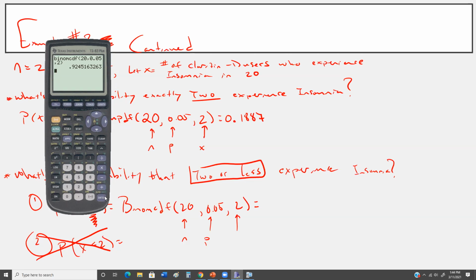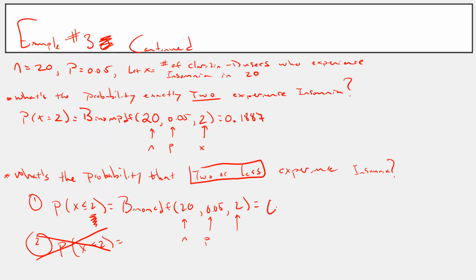And how many people got this? Anybody? I got one, me. Anybody else get that? Okay, good. So it looks like it's 0.9245. All right.